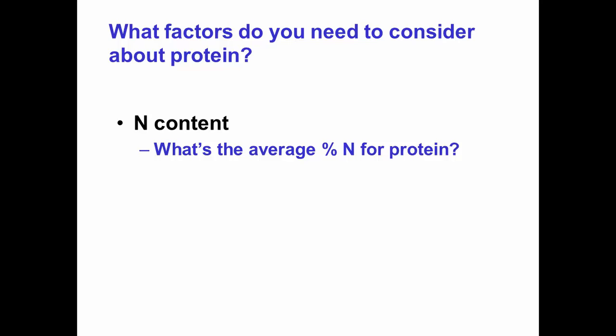What do we need to consider about protein? So first is nitrogen content. Proteins vary in terms of their nitrogen content. Why would they vary in their content of nitrogen, would you guess?